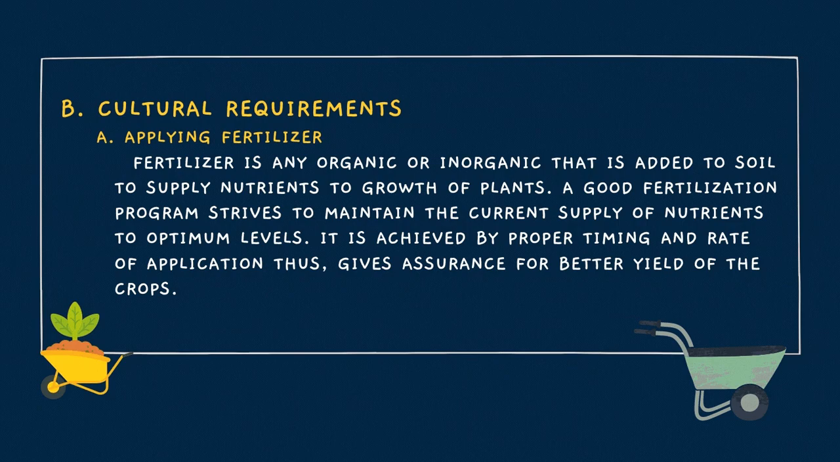Cultural requirements. Applying fertilizer. Fertilizer, organic or inorganic, is added to the soil to supply nutrients for the growth of plants. A good fertilization program strives to maintain the current supply of nutrients at optimum levels. It is achieved by proper timing and rate of application, which gives assurance of a better yield of the crops.